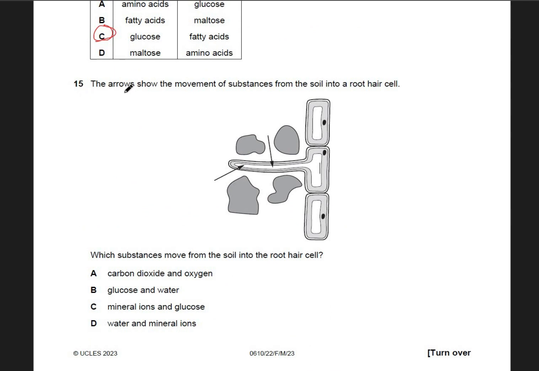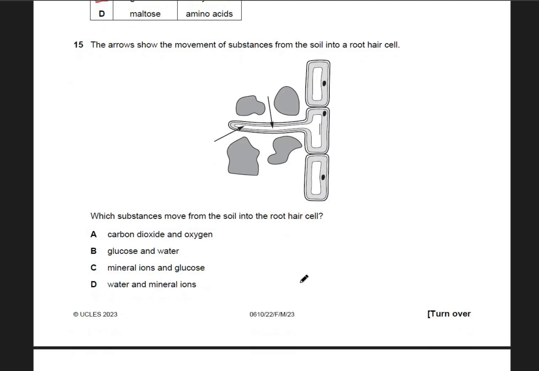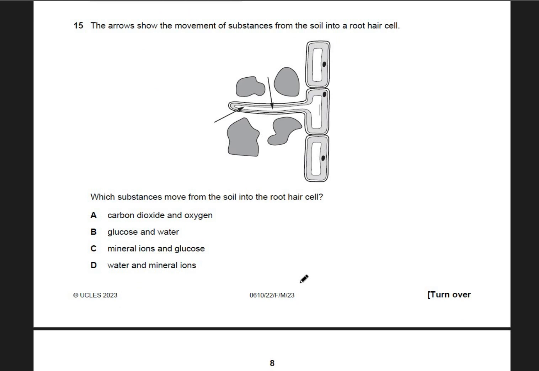Now let's come towards question number 15, which says that the arrows show the movement of substances from soil into a root hair cell. Which substances move from the soil into the root hair cell? You should know that water and mineral ions are absorbed. This was a very easy question. We all know that water and mineral ions are absorbed through active transport from the soil into root hair cells.